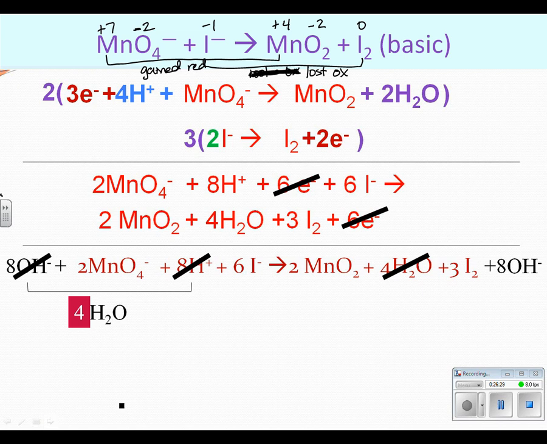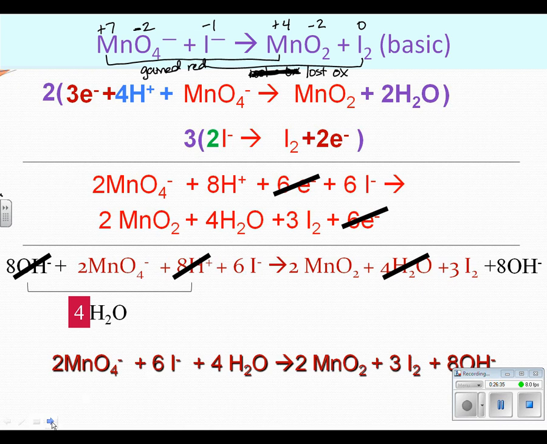Now, though, I'm left with these 8 OHs, which makes it basic. So that's what you'll always have left over, is you'll have OHs left over versus H's. If you look at our other 2 examples, I had H's on one side or the other, so that made it acidic. This has OHs left over when I get done, so it's basic.